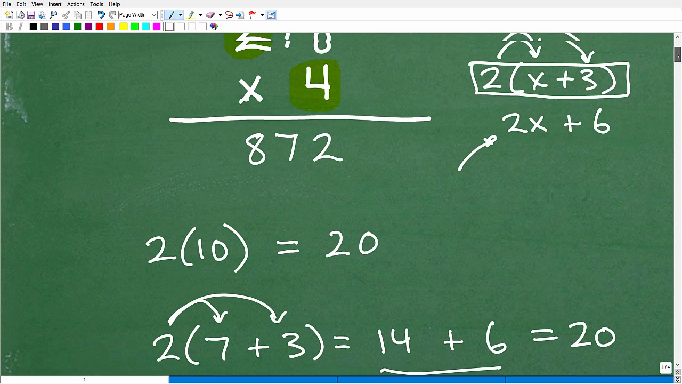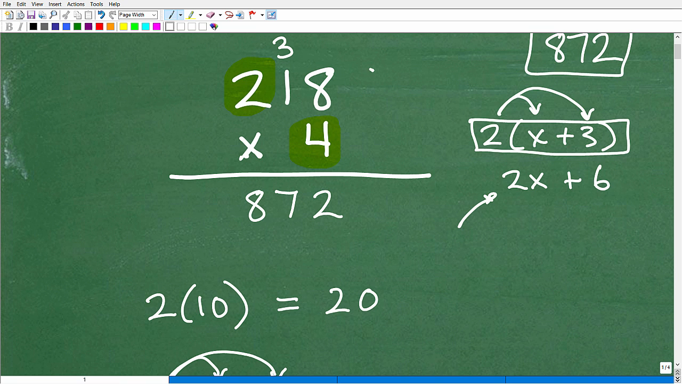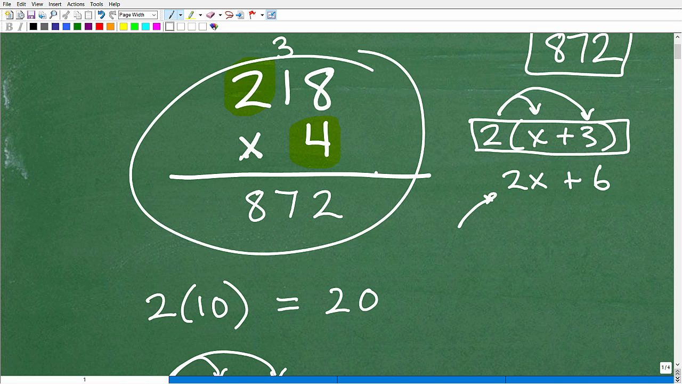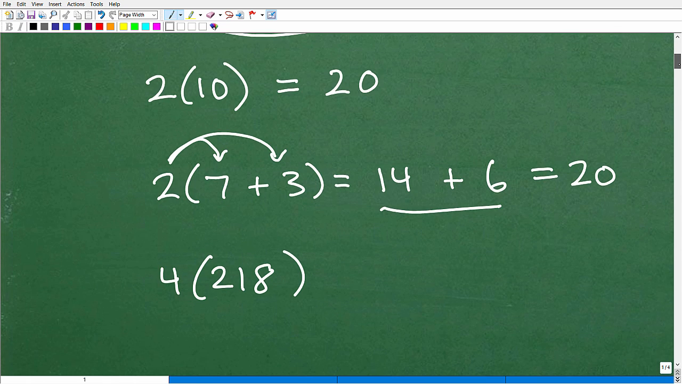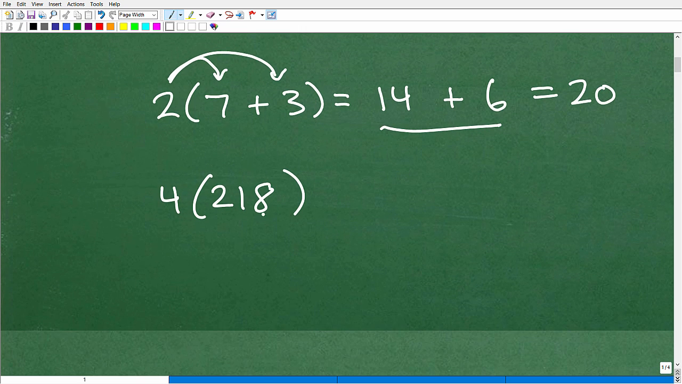When we learned this back in the second or third grade, we write it stylistically this way, right, with the little X and the bar. But mathematically speaking, I could write it like so. Now let's use the distributive property to figure this guy out.